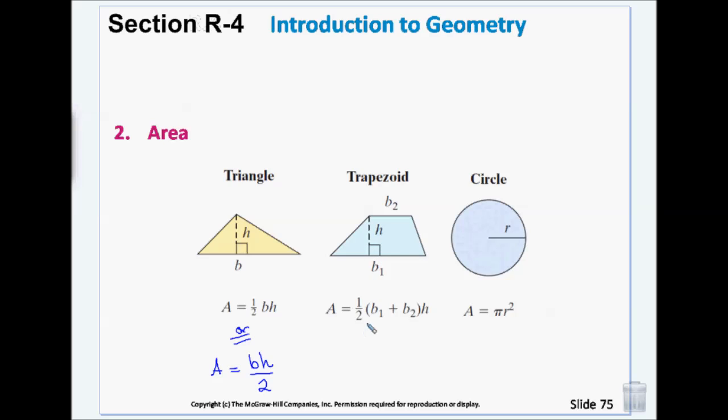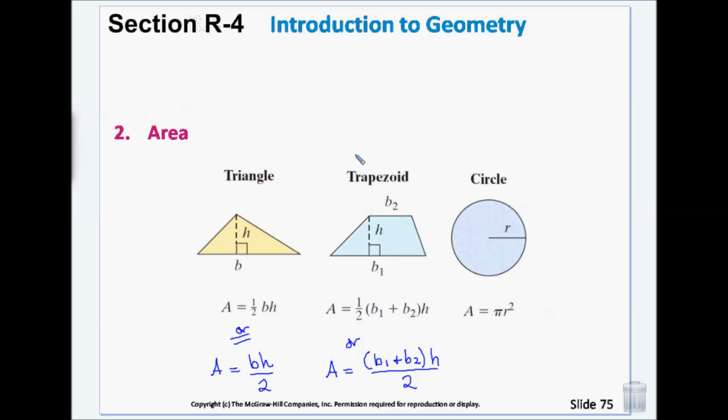Trapezoids. Trapezoids have one of the more complex area formulas. It's 1/2 the top and bottom added together times the height, or again, if you don't like that, yeah, you can divide by 2.